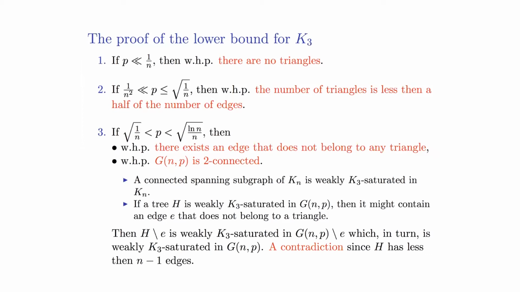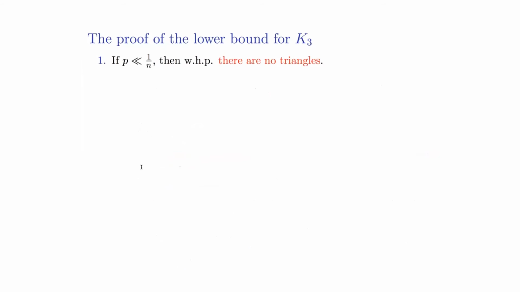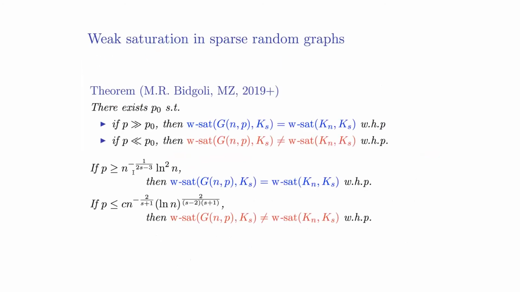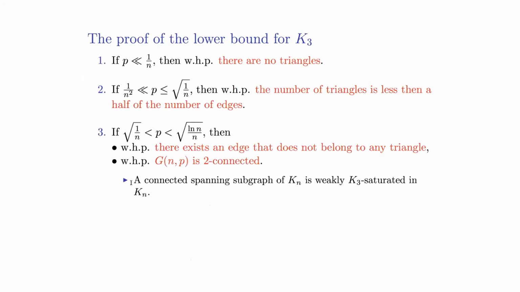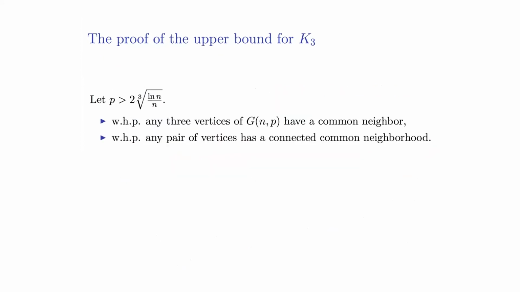Now about the upper bound. Let me go back. So what do we get here if you put s equals 3? Then the power of n is -1 divided by 3. Okay. Let me prove that if p is bigger than 2 times the cube root of the logarithm of n divided by n, then we can get all the edges of G(n,p) from some subtree.